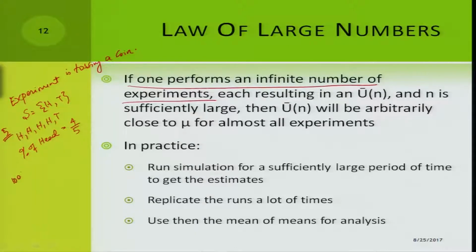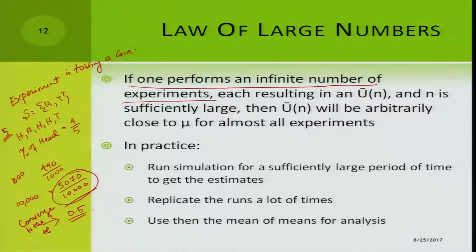If you do this 1000 times, you might get somewhere close to, let's say, 490 out of 1000. If you do this 10,000 times, you would get somewhere close to maybe 5070 out of 10,000. As you can see, this value will slowly approach the theoretical probability of 0.5. That is the idea here. Most of the time the probability will pretty soon converge to the theoretical value.